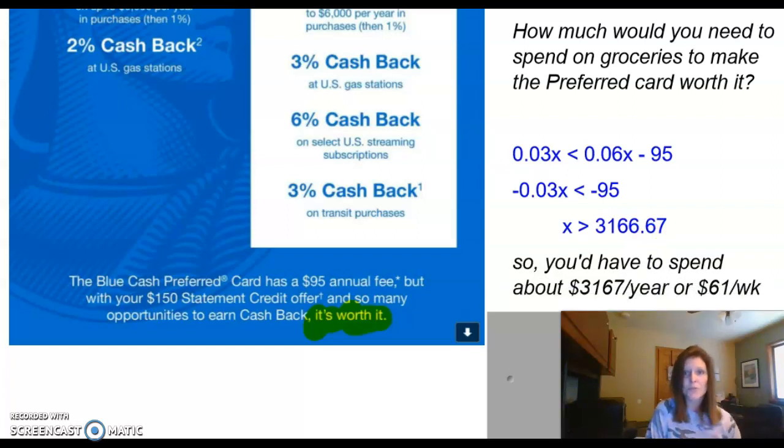Well, I think more in terms of weeks when I go shopping. So I said, well, what is that divided by 52? And that'd be $61 a week. So I have to make that determination. Do I spend that much every week? Maybe this preferred card would be worth it. Just a practical example that percentages and problem solving can help you in your everyday life. Let me know if you have any questions.